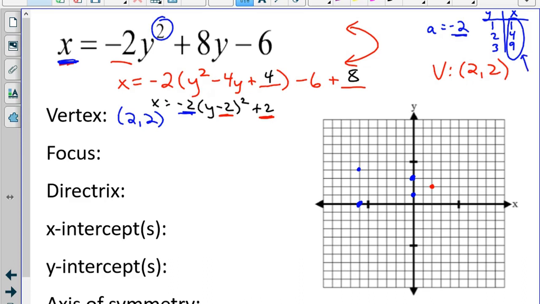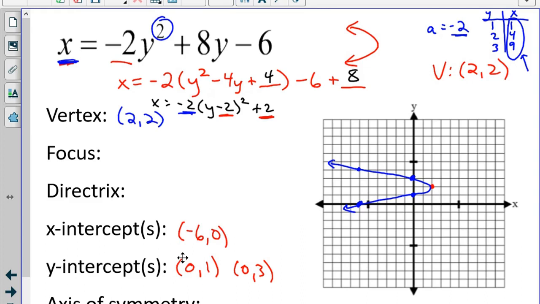So this is what my parabola looks like in this particular case. We can find the x-intercepts and y-intercepts by just looking at the graph now. So the y-intercepts in this case are going to be (0, 1) and (0, 3). And the x-intercept is at (-6, 0). But we can also find these things in other ways.